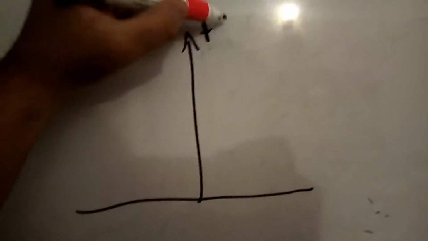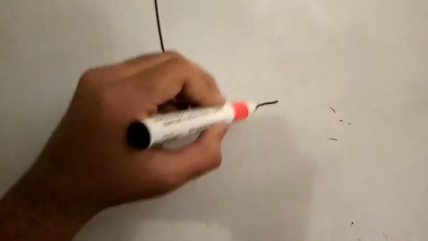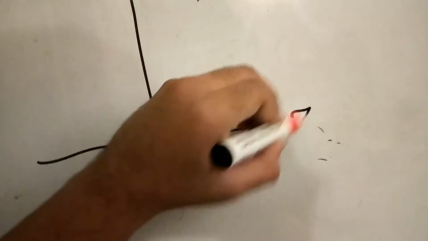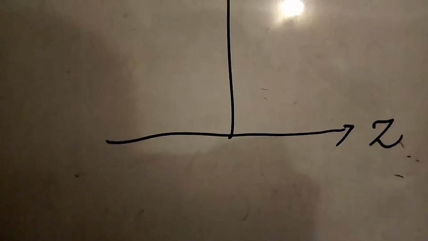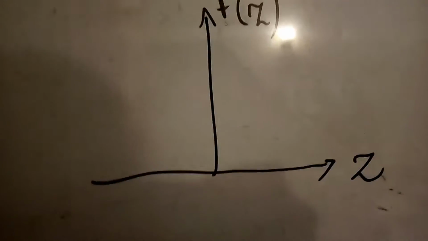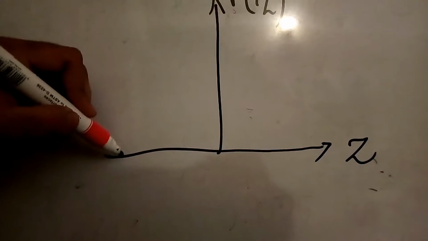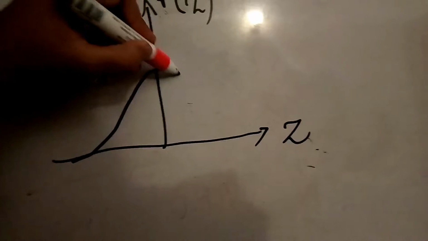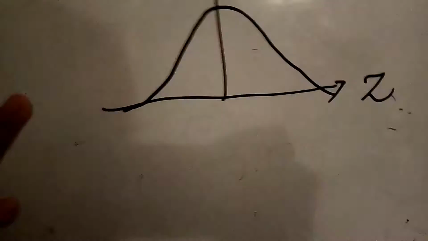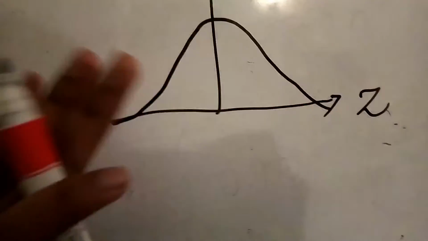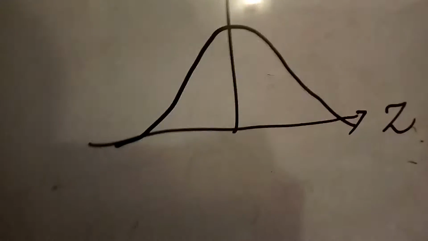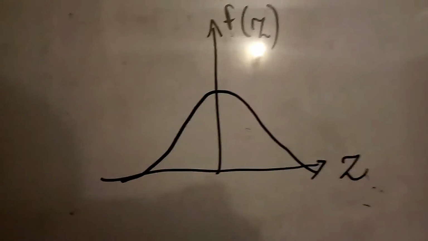These are the axes, which is f of z, and this is z. And z means standard deviation. Sorry, my bad, the standard normal variable. It would be better if you ask your sir or madam, whoever it is, what it means, because I don't know. But basically the graph is like this, bell shaped. It's always like this. It can be flatter or steeper, but the main shape is always going to be like this.